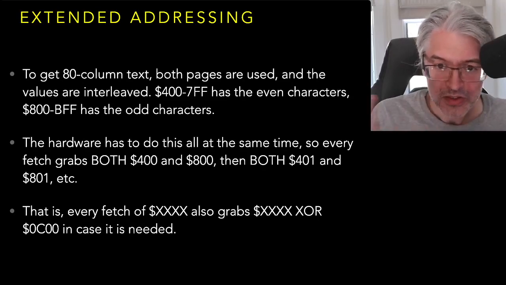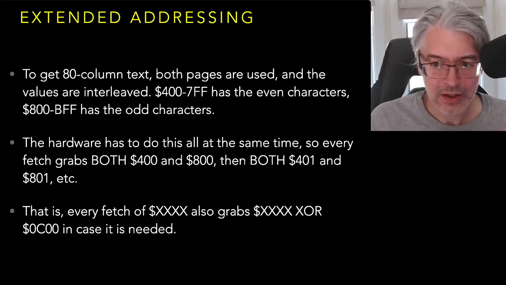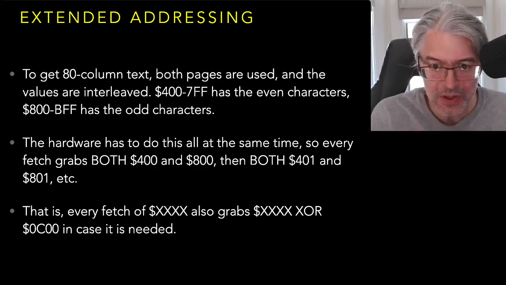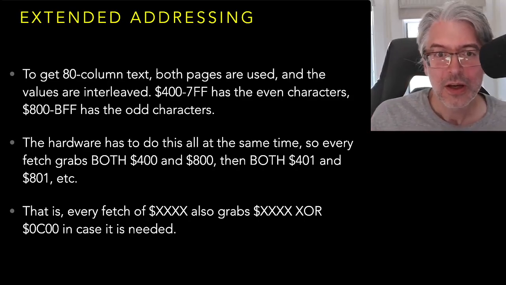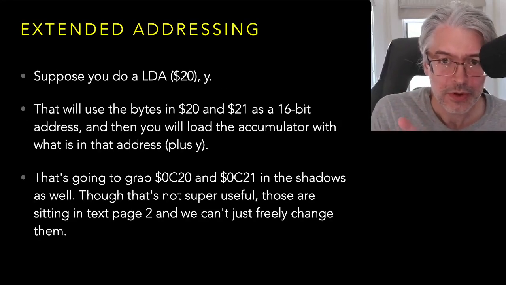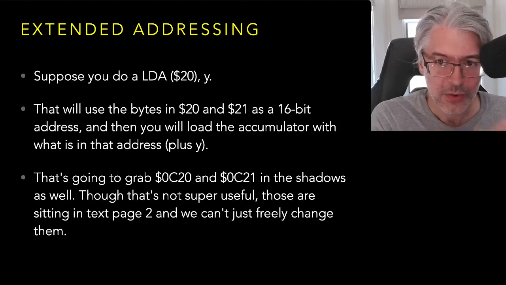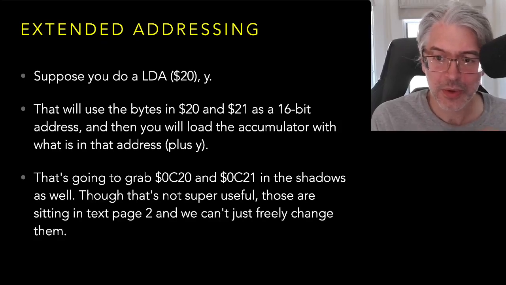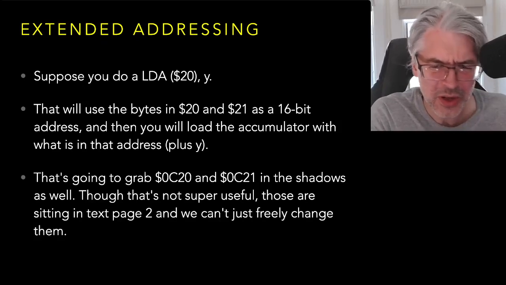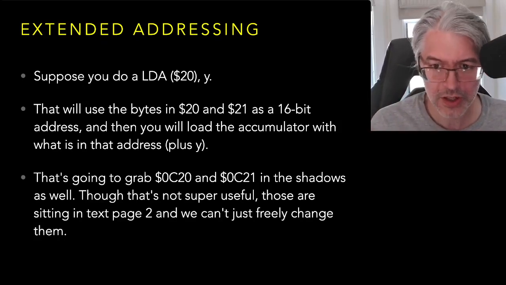So what that means is that the hardware, whenever you ask for 400, it's also pulling in 800 because it might need that data. So it has access to both of those things at once. It basically always has access to the thing you asked for and the thing you asked for XOR C100. So if you do a load accumulator indirect indexed Y, it's going to take the byte in 20 and 21. But as it loads 20, it's going to also pull in C20. And as it loads 21, it's going to pull in C21. Those are actually on page 2 text. It's maybe not super useful, but we have access to all of those addresses.